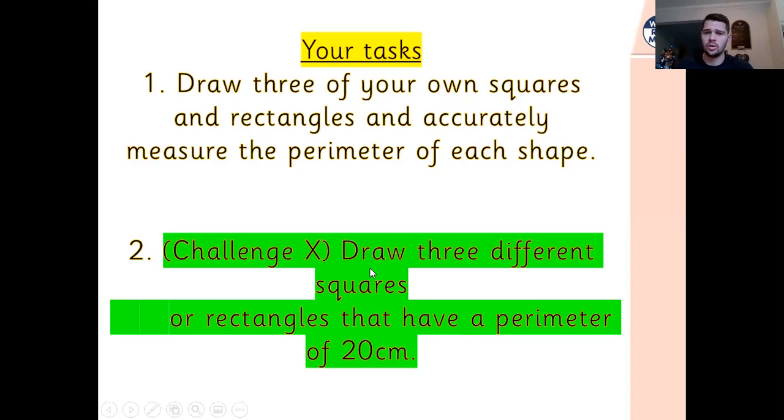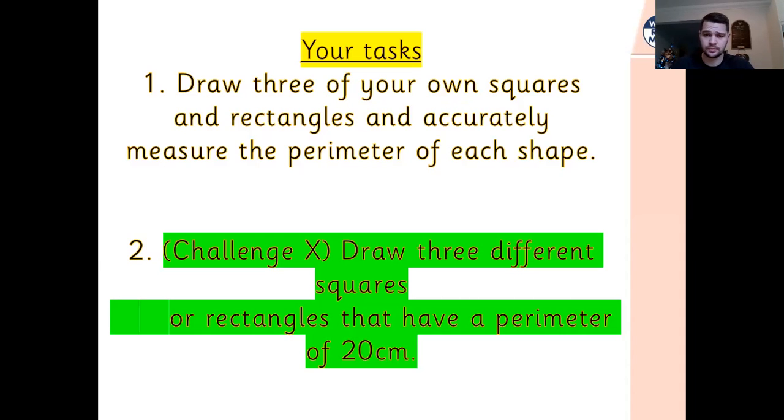Can you draw 3 different squares or rectangles, but they all have to have a perimeter of 20 centimeters. Think carefully about how the 2 widths will be the same and the 2 lengths will be the same. So it's all about doubling and halving.